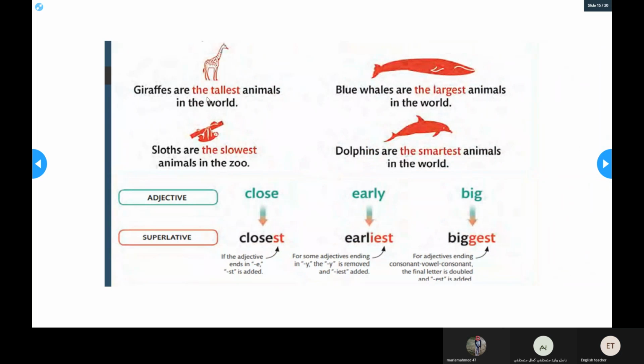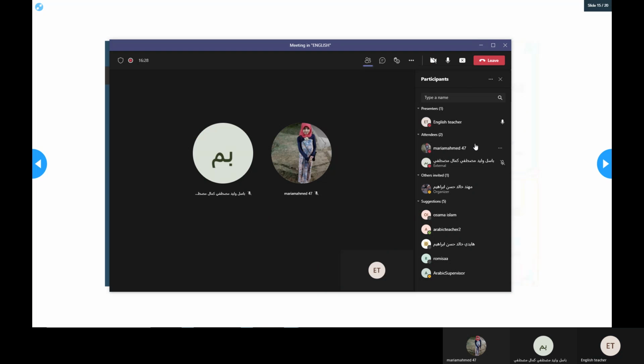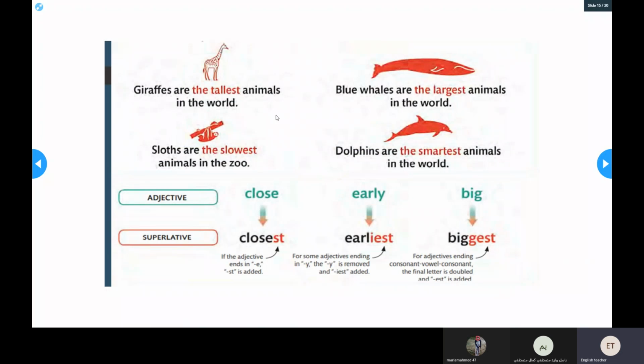Can you read them, Mariam? Giraffes are the tallest animals in the world. Great. Number two. Whales are the largest animals in the world. Very good. Sloths are the slowest animal in the zoo, and dolphins are the smartest animals in the world. So here we have adjectives like close, early, big. And now we are giving them the superlative form, which will be closest, earliest, and biggest.